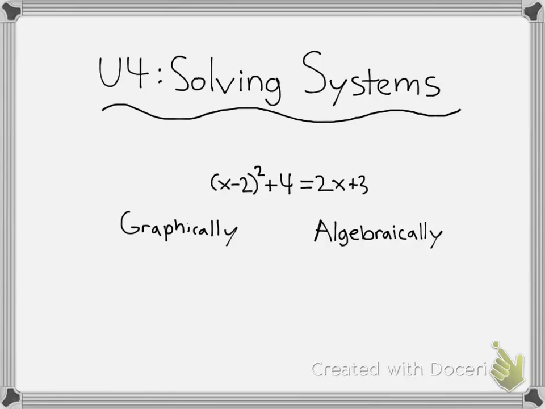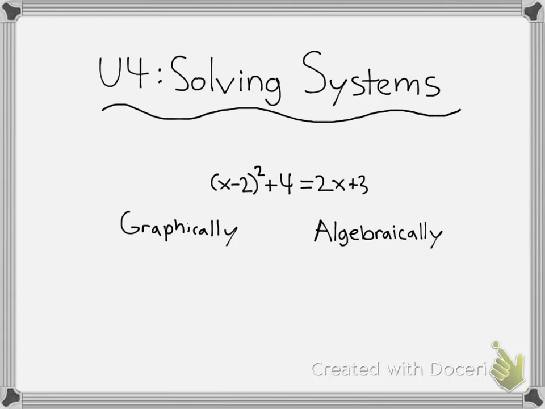So today we'll be talking about Unit 4, solving systems, and we will be discussing how to solve two different systems. So if we look at our question here, the two functions that we're trying to solve for are (x minus 2) squared plus 4 and 2x plus 3.